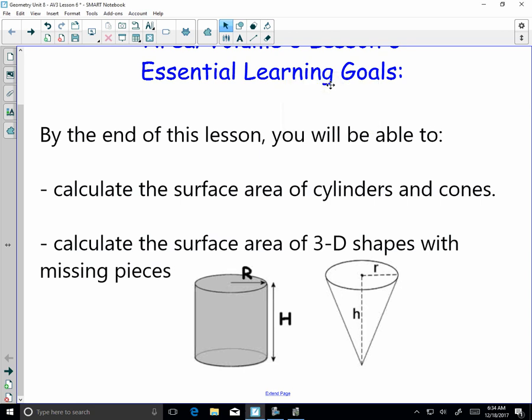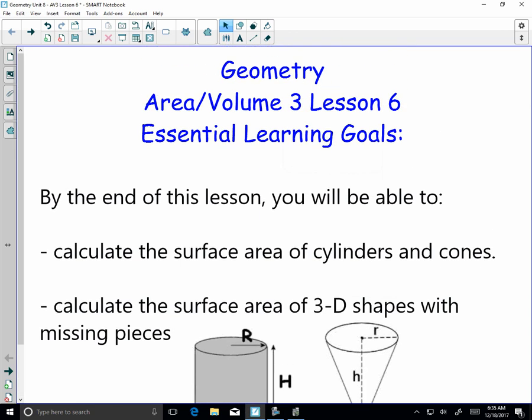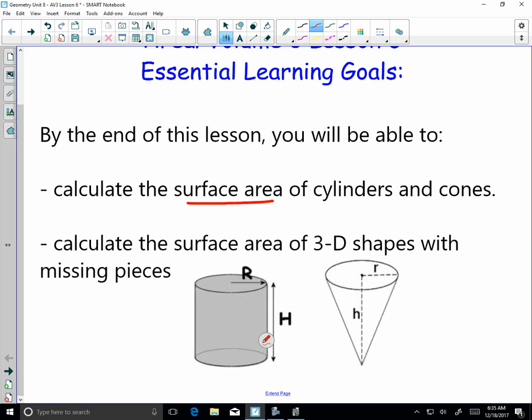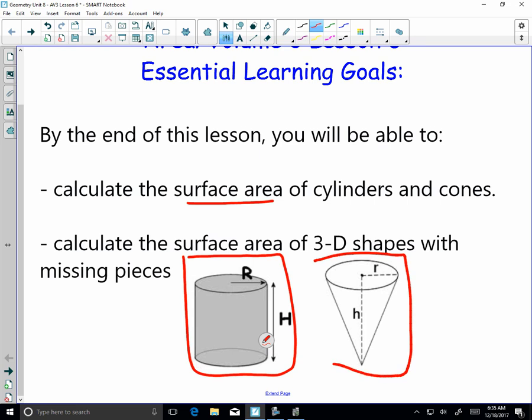Hello, and welcome to today's lesson, our last lesson in our Area Volume 3 unit. We're going to be working with two shapes today. We're going to be finding the surface area of cylinders and the surface area of cones.